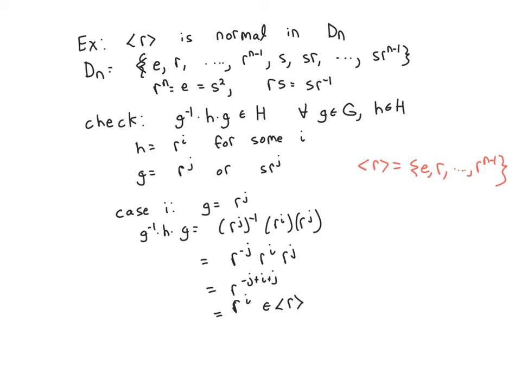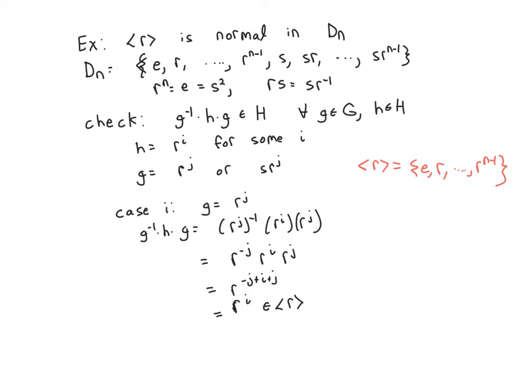Trying to prove that this subgroup is normal in the dihedral group using this whole left coset equals right coset business in complete generality for all n would be very time consuming. So we're actually going to use the closed under conjugation approach. What we need to check is that g inverse h g is an element in H for all g in G and all h in H.